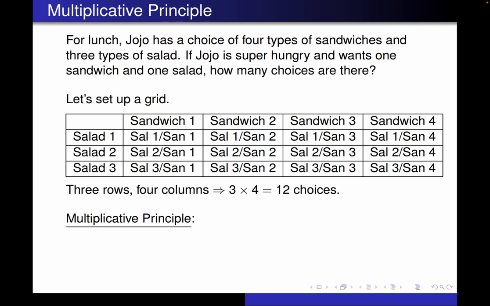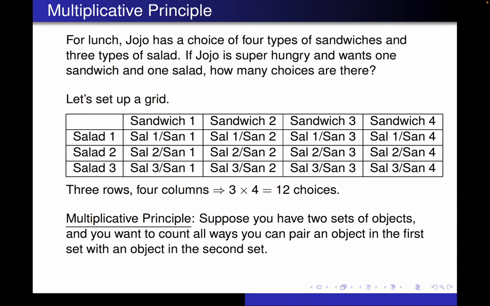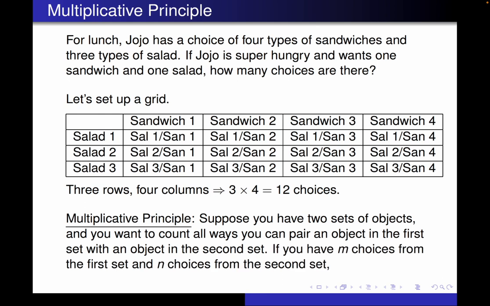So this is the basic idea that goes into what's called the multiplicative principle. Suppose you have 2 sets of objects. In this case we had sandwiches and salads. And suppose you want to count all the ways that you can pair an object in the first set with an object in the second set. If you have m choices from the first set and n choices from the second set, then there are m times n ways to put the objects into pairs. Right? We had 4 sandwiches, 3 salads, 4 times 3 ways to put them in pairs.